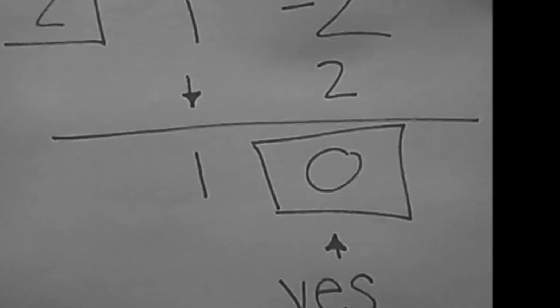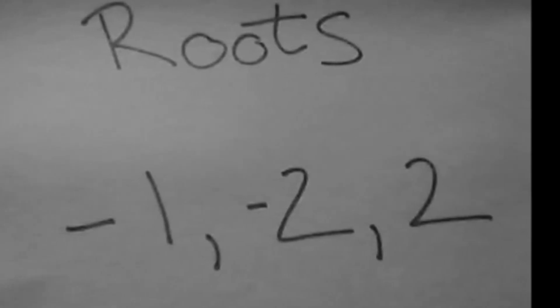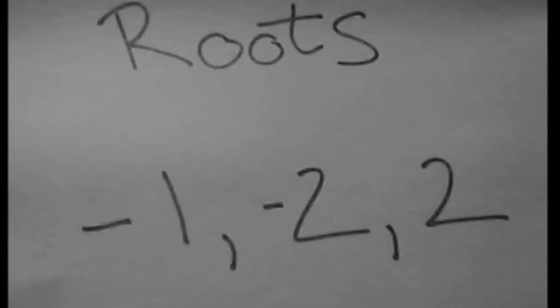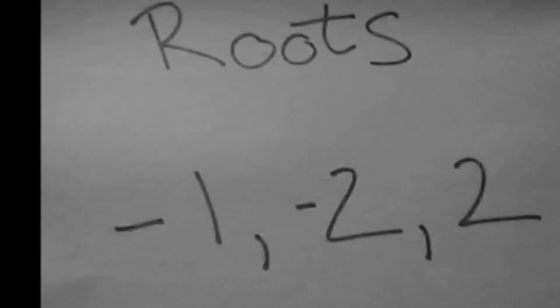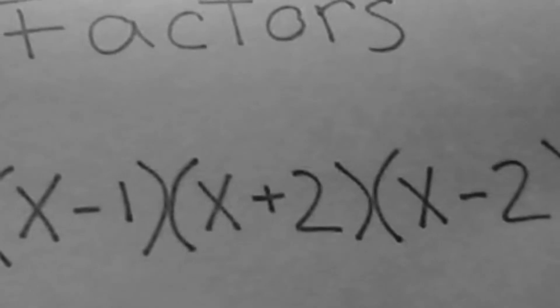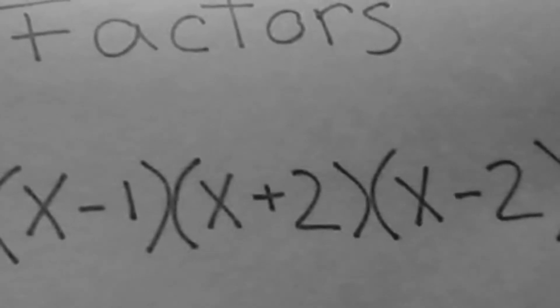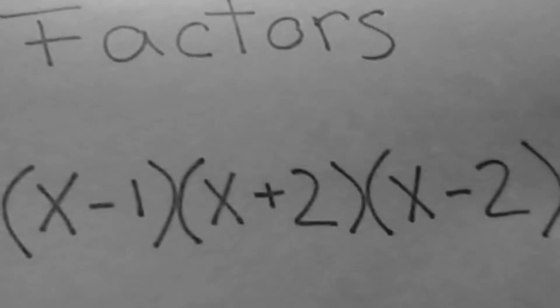Now we know our roots are negative 1, negative 2, and 2. How do we know these are the roots? Because they have a remainder of 0 when synthetically dividing. We can write our roots as factors, x minus 1 times x plus 2 times x minus 2. These factors, when multiplied together, should get us our original polynomial.